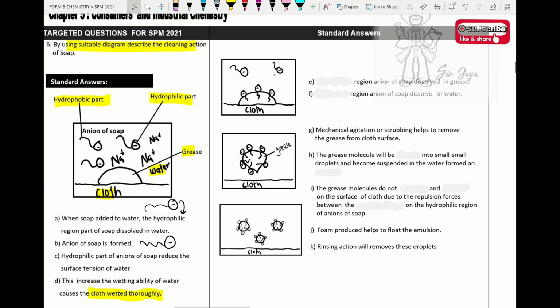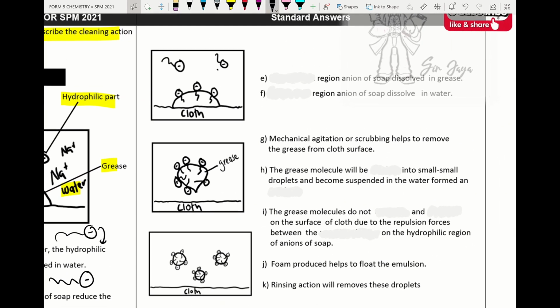All right, so we move on to the second diagram. Please remember, the head region loves water. The tail region does not love water. So here we put that the hydrophobic region will dissolve in grease.